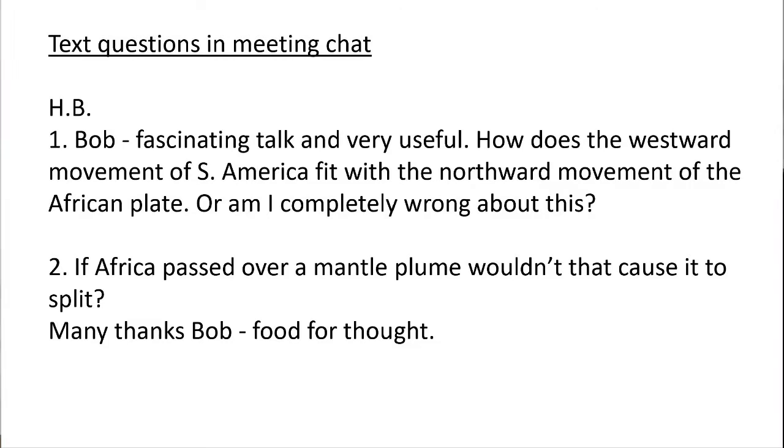There's a question or comment coming from Hayden Bailey. He's asking about the westward movement of South America. Well, how fascinating a talk. How does the westward movement of South America relate to your northward movement of the African plate?